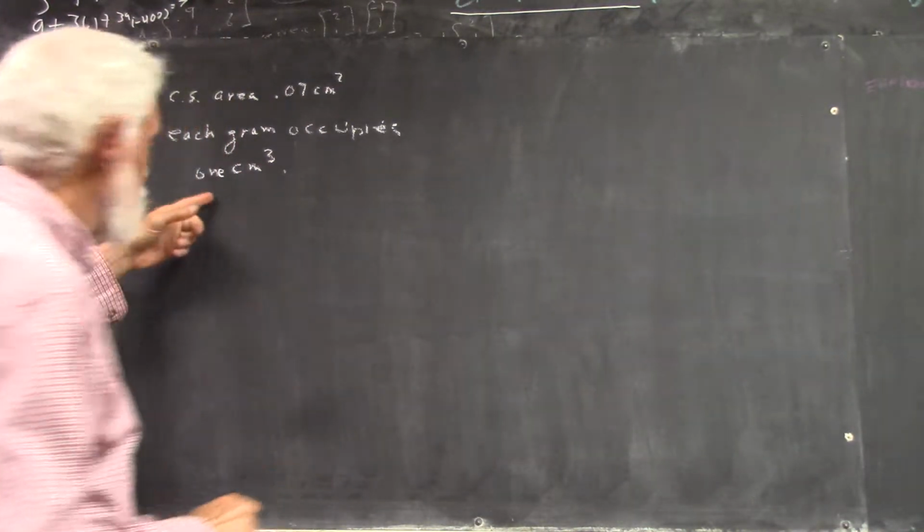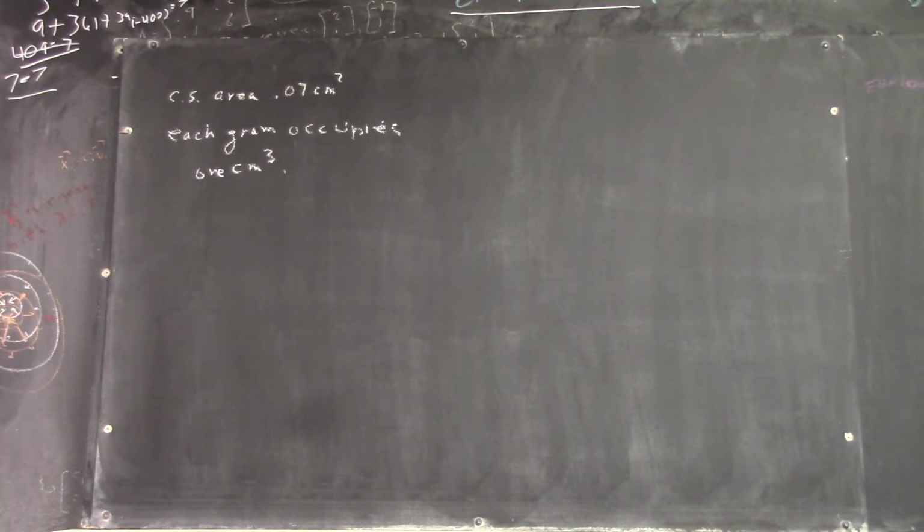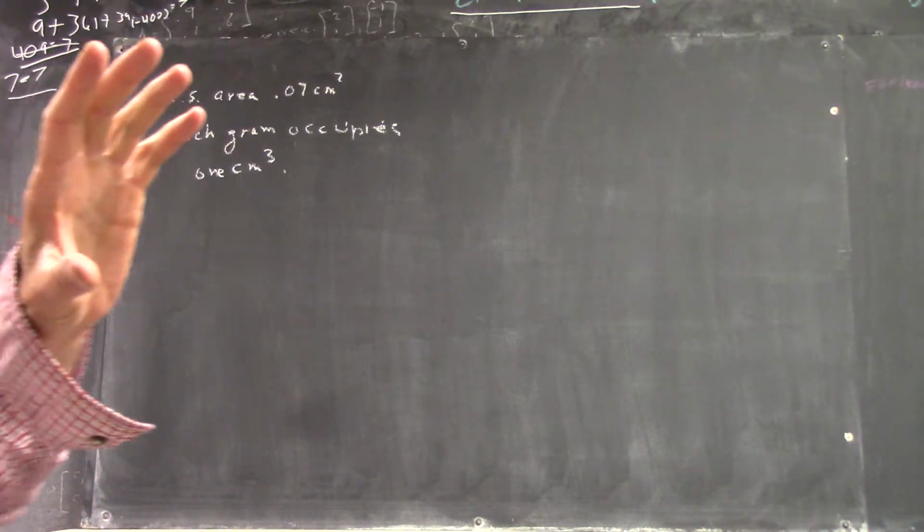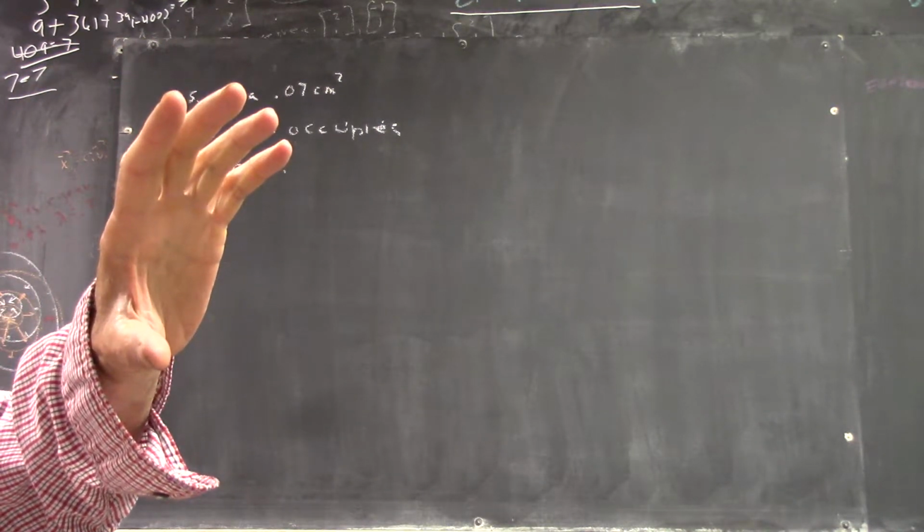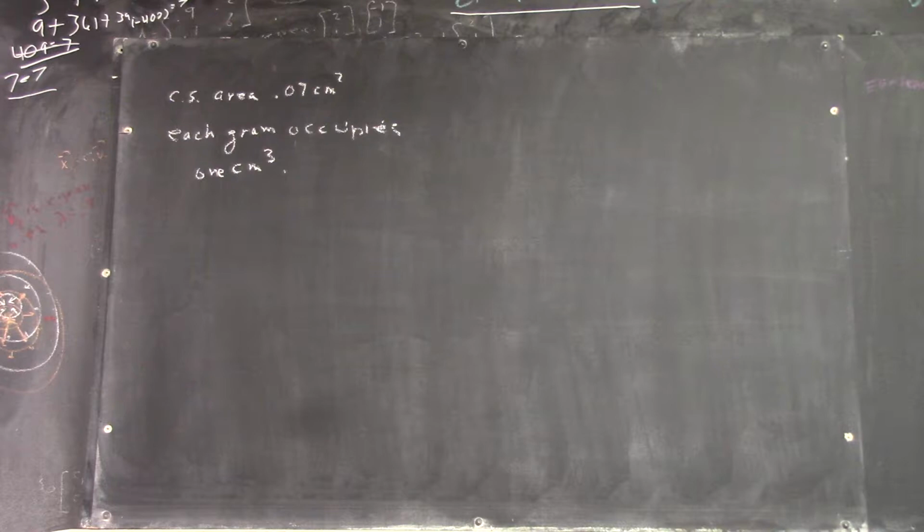Don't you know how to spell? Okay, no, don't you? Apparently not. What's the CS mean again? Cross-sectional. Okay. Yeah. Okay, good.